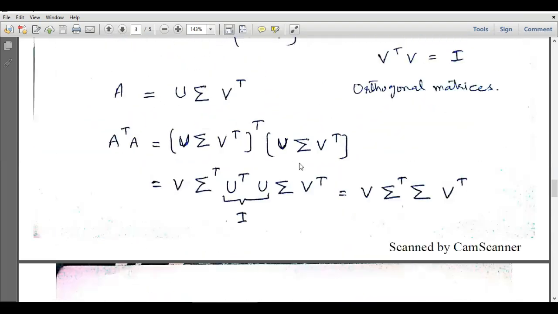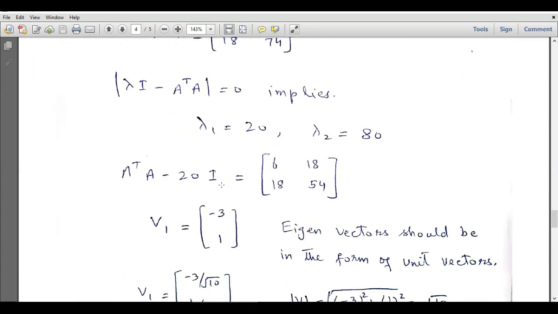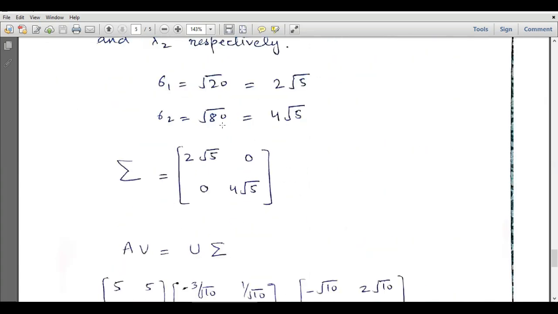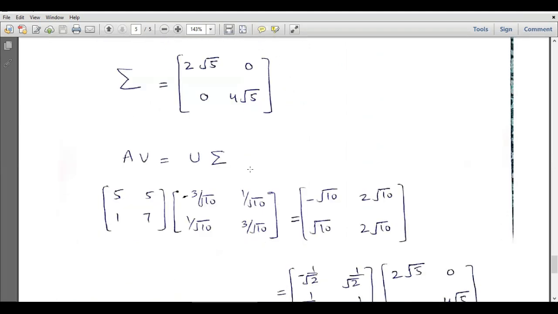Now you have to remember that the matrix of eigenvalues of A transpose A is equal to sigma transpose multiplied by sigma. So that is actually equal to sigma square. Since sigma is a diagonal matrix, sigma transpose multiplied by sigma will be equal to sigma square. So we have to evaluate the sigma matrix, so we have to evaluate the square roots of the eigenvalues of A transpose A. That's why we have evaluated the square roots over here. And this is our sigma matrix. So 2 square root 5 and 4 square root 5 at the diagonal, and these off diagonal entries are equal to 0. So two matrices have been evaluated.